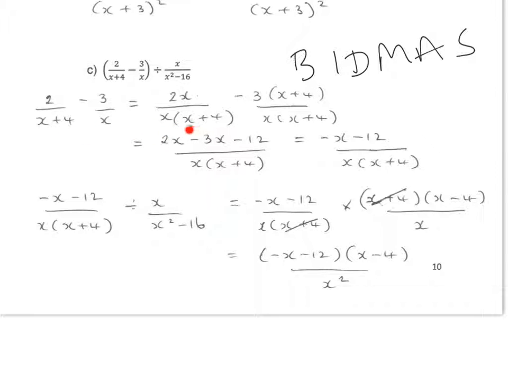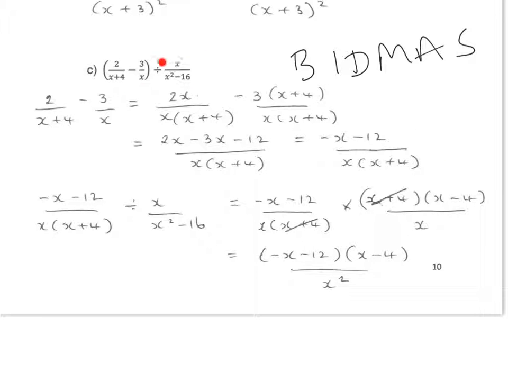In this case, the lowest common denominator will be x over x plus 4. So multiplying the 2 by the x gives us an equivalent fraction, and the second fraction needs to be multiplied by x plus 4 to keep it as an equivalent fraction. Multiplying out the bracket here, we've got minus 3x and minus 12. Combining those and combining the denominator gives us 2x minus 3x minus 12. Tidying up, 2x minus 3x gives us minus x minus the 12, all over x over x plus 4. So that's the bracket part of the question done.